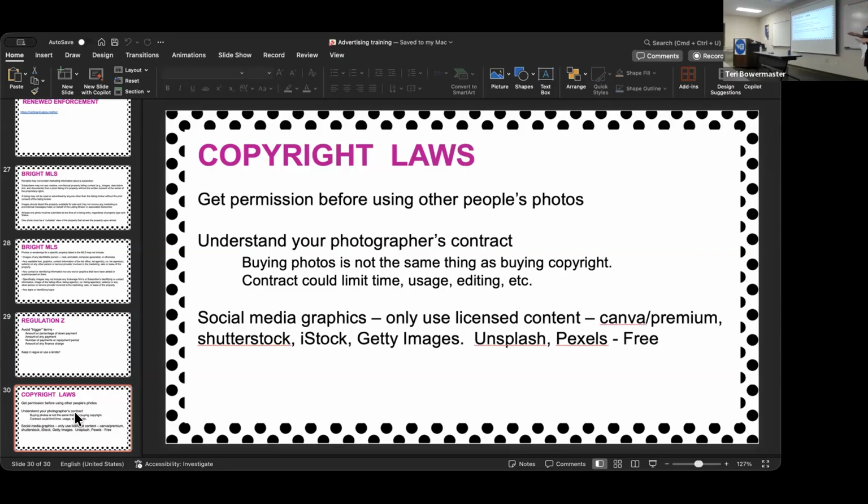I've seen some things in some realtor groups about this recently, not locally, but national groups. And I know I have a great relationship with my photographer. I'm sure you all do as well. But it's just good to understand, to make sure that you're using everything properly.